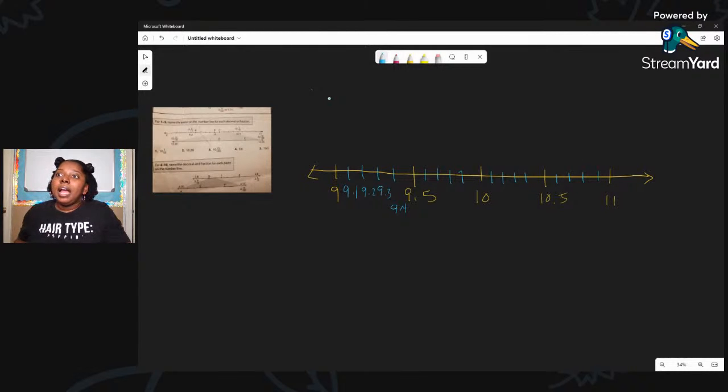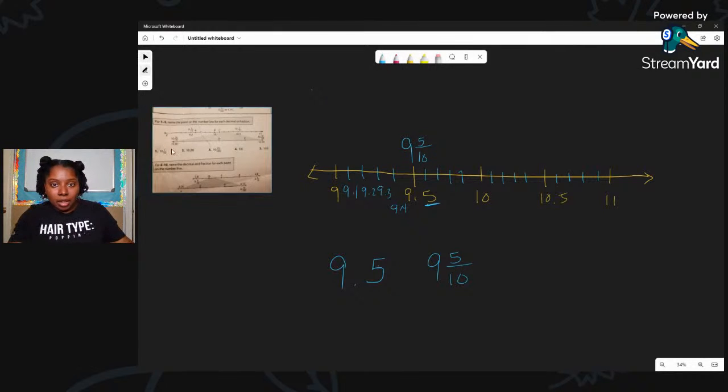And they also have the fraction version, 9 and 5/10, because this is in the 10th place. So that's exactly how we say it. 9.5 is the same as 9 and 5/10. That's exactly how we would say it.